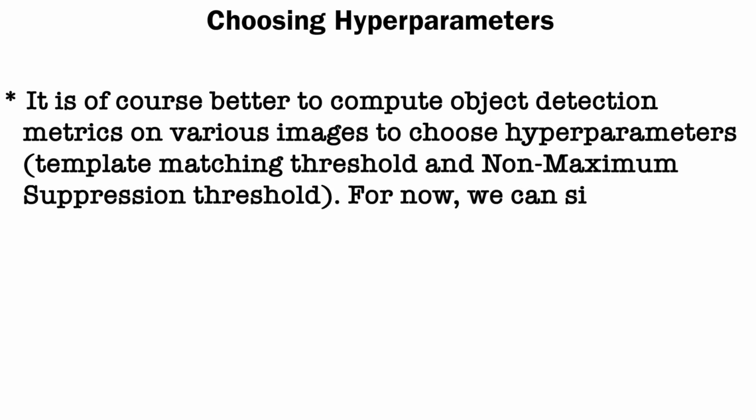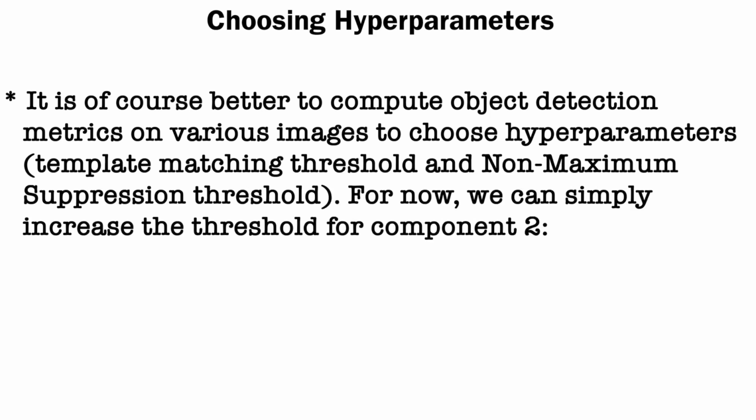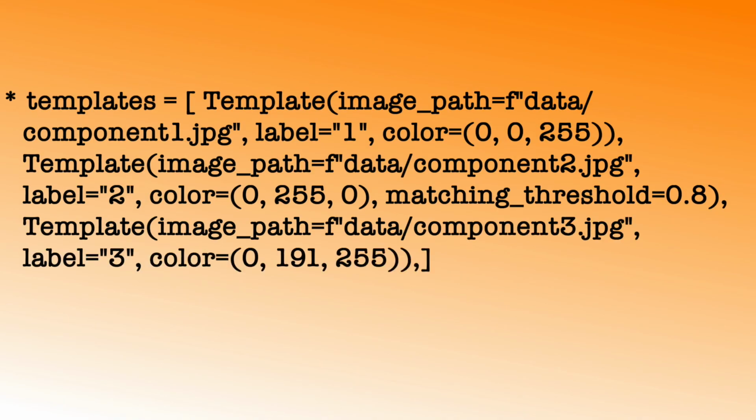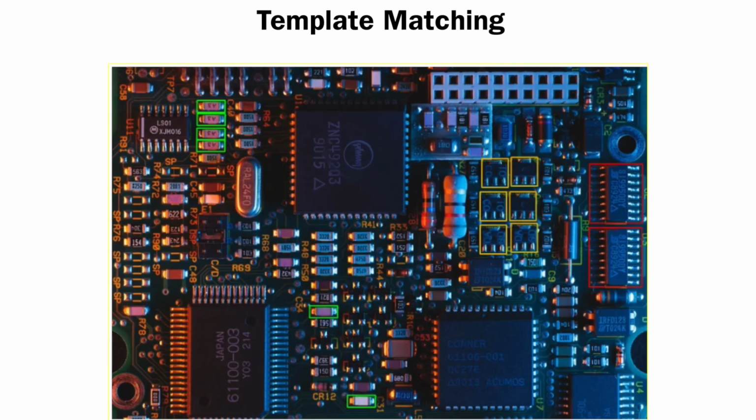In template matching, we compute object detection metrics on various images to choose hyperparameters: the template matching threshold and the non-maximum suppression threshold. For now, we can simply increase the threshold for component 2. Here is the code for component 2, where we convert the component colors to grayscale levels 0 to 255 and then apply template matching with the hyperparameters we have chosen. Again, with this image we can see the hyperparameters are connected with the template matching and we could find all the templates in our input image.